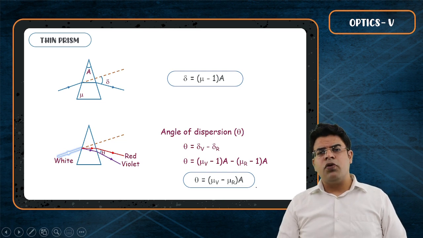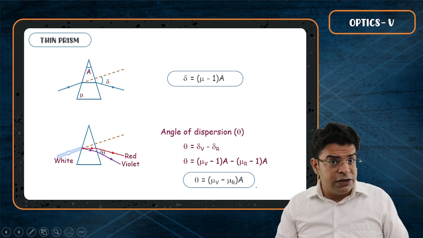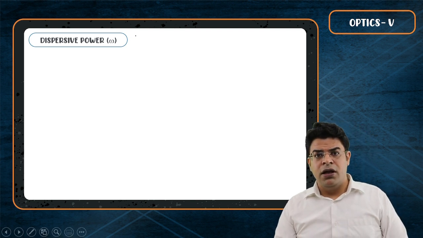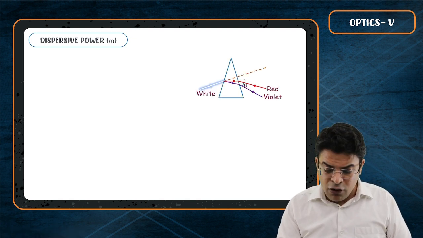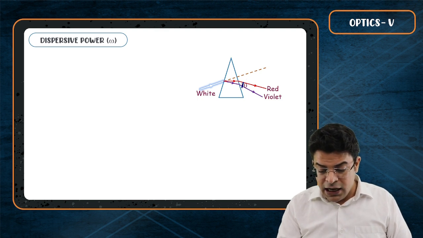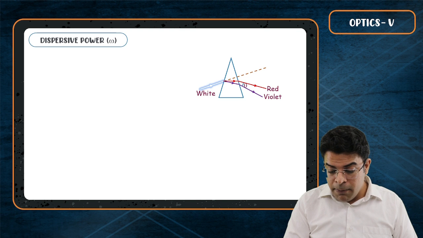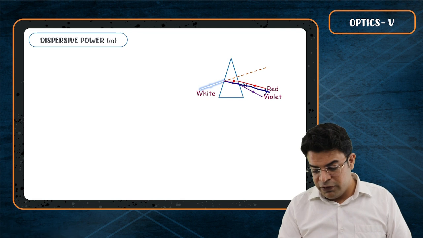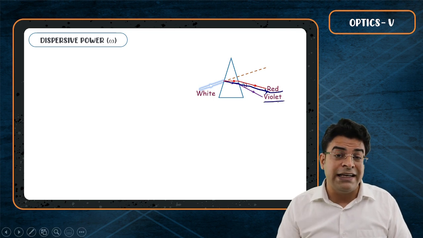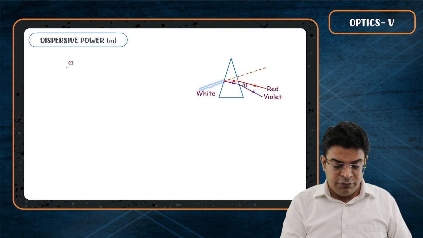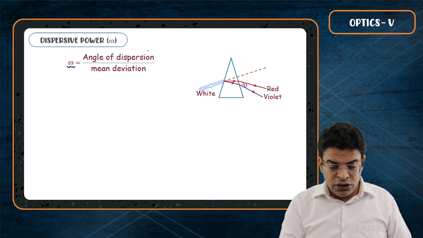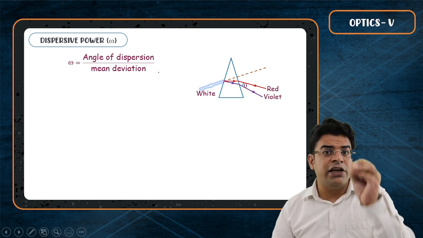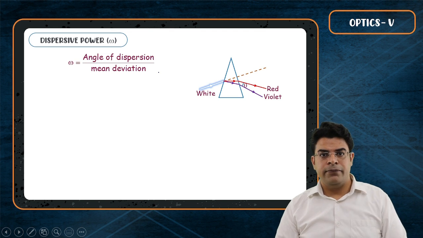Now we need to talk about one more important quantity here, which works for thin lenses, and that is the dispersive power of the lens. We say that the dispersive power is defined as the angle of dispersion upon the mean deviation. When we say mean deviation, we think of a color between red and violet, and the color we have chosen is yellow. So dispersive power equals angle of dispersion upon mean deviation. Mean deviation is the deviation shown by yellow light.